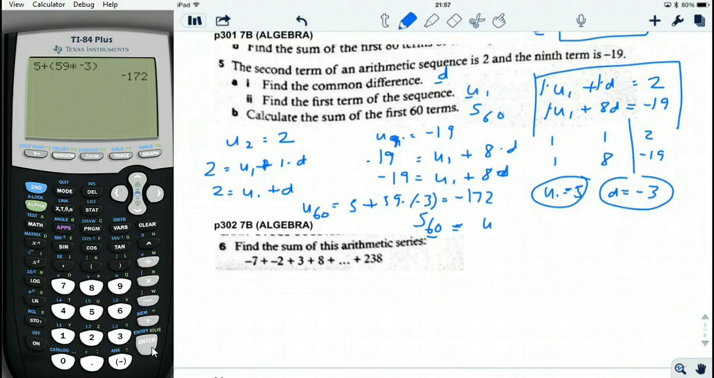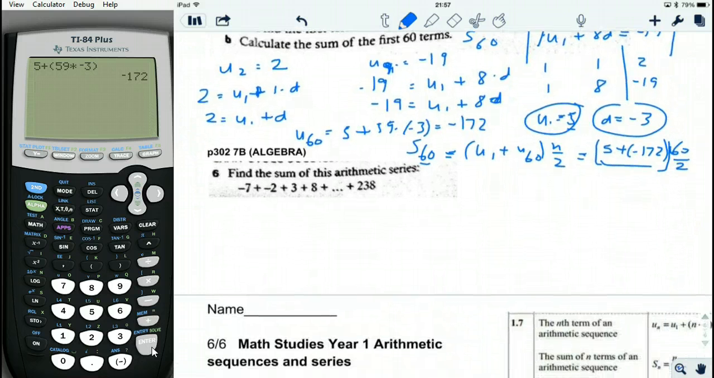S60 is equal to U1 plus U60 times n divided by 2. So that would be equal to U1, remember, is 5 plus negative 172 times n, which is 60, divided by 2. So I'll let you add these together and multiply. 60 divided by 2 is just 30, right? So it's actually going to be negative 167 times 30. Okay, I'll let you do that.